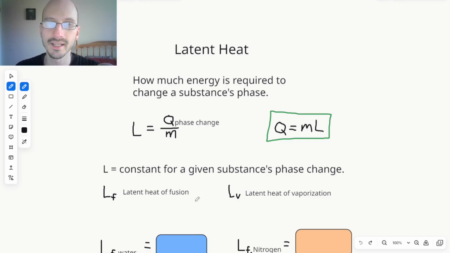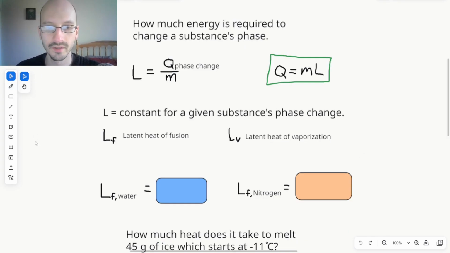LF is called the latent heat of fusion. It can also be the latent heat of melting, but we call it of fusion because it's the same either way. It's just one is positive, one is negative. That's when a substance melts from solid to liquid or freezes from liquid to solid. The other type is LV, the latent heat of vaporization. That is when a liquid vaporizes into gas or a gas condenses into liquid.